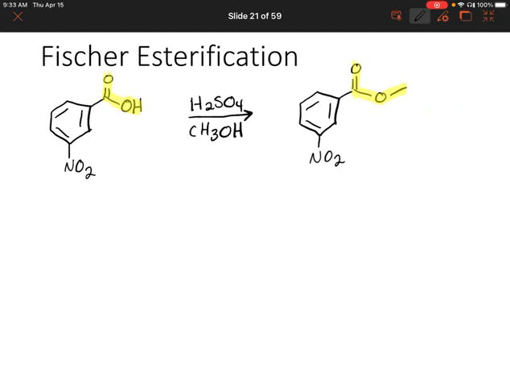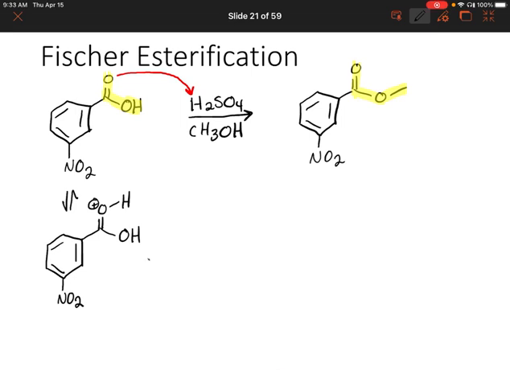All right, so in the first step, as we said before, under acidic conditions, the oxygen atom on our carbonyl group is going to protonate itself. And you'll notice I'm drawing some equilibrium arrows there. But this will make our carbonyl oxygen positively charged.